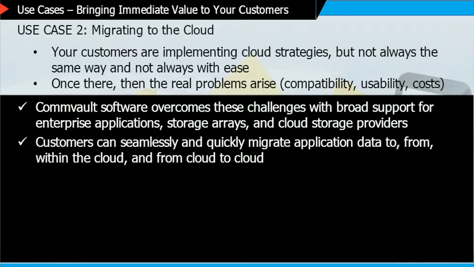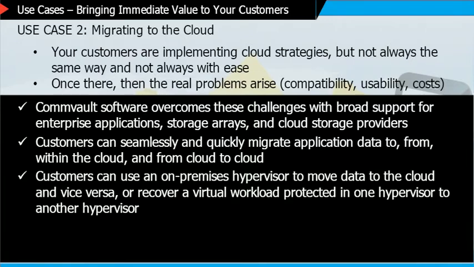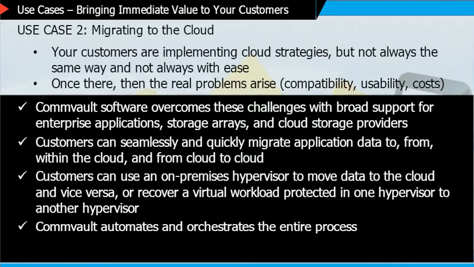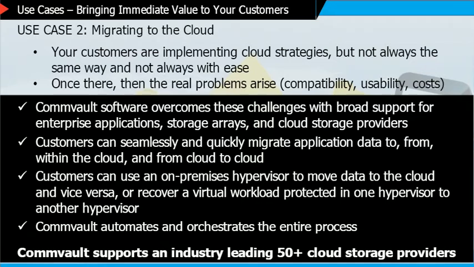data back on premises. Customers can also use an on-premises hypervisor to move data to the cloud and vice versa, or recover a virtual workload protected in one hypervisor to another hypervisor. Commvault automates and orchestrates the entire process, seamlessly converting databases from Unix to Linux, while encrypting the data to ensure it is secure and deduplicating it to reduce storage costs. Commvault supports an industry-leading 50-plus cloud storage providers, providing significant flexibility to customers.